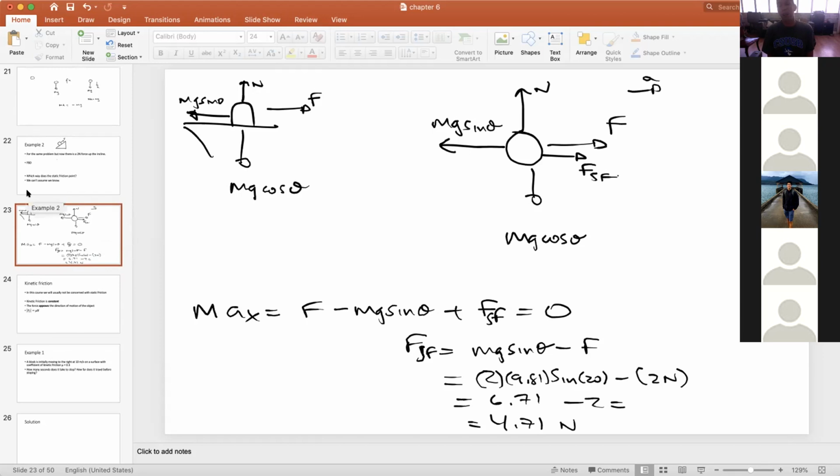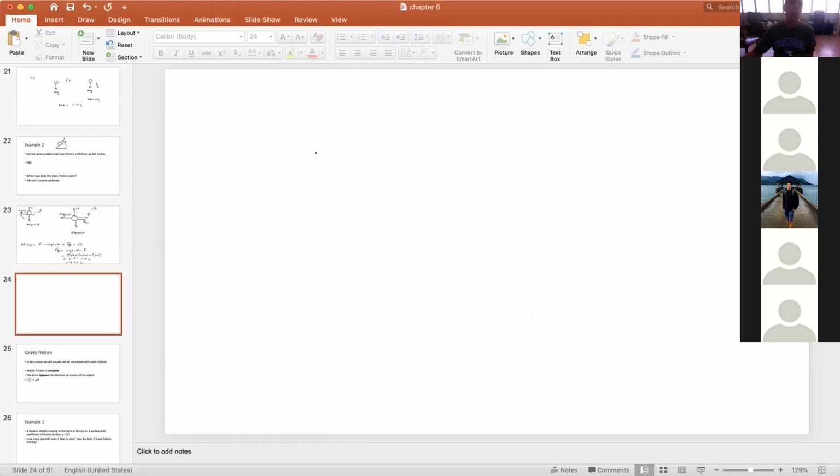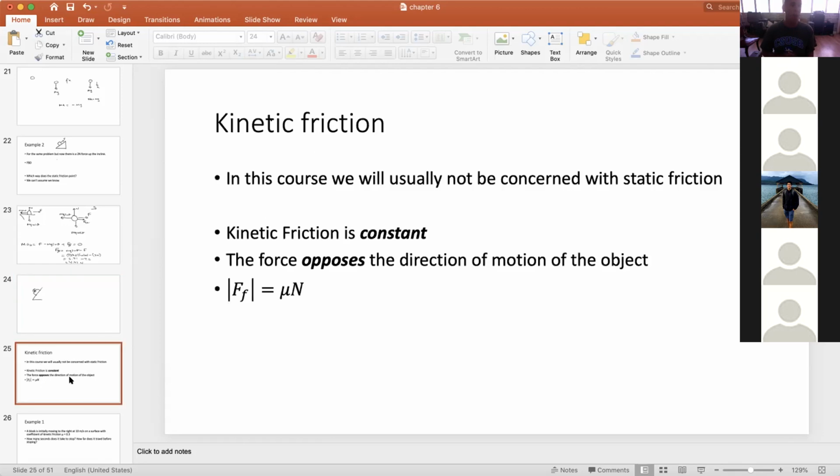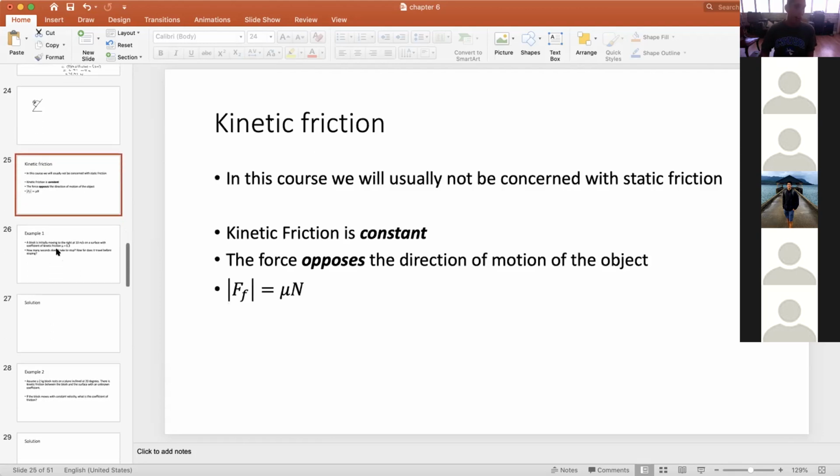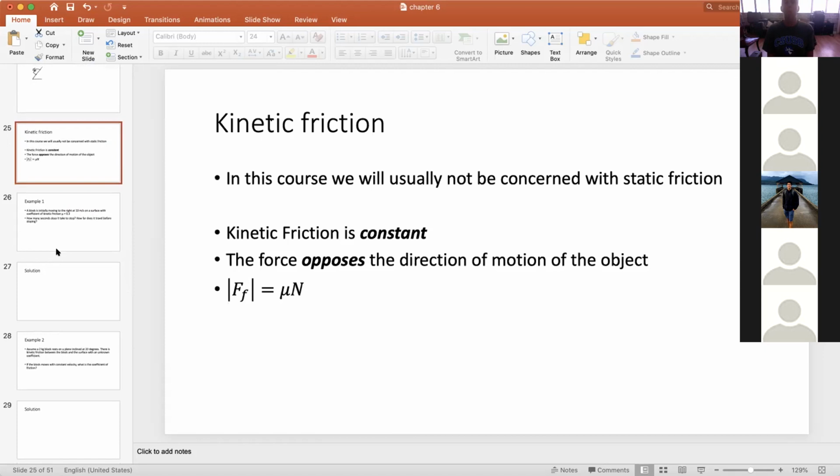I almost never ask about static friction. You do have some penguin problems. And why I call them penguin problems is they're a cute little penguin in a box that you'll see in the homework. The penguin has static friction to keep it from moving. Kinetic friction is much simpler, much easier.